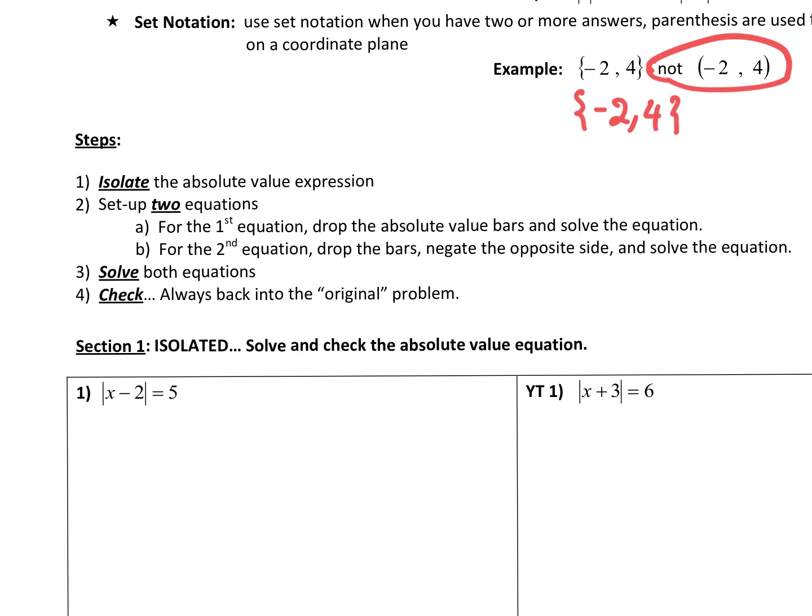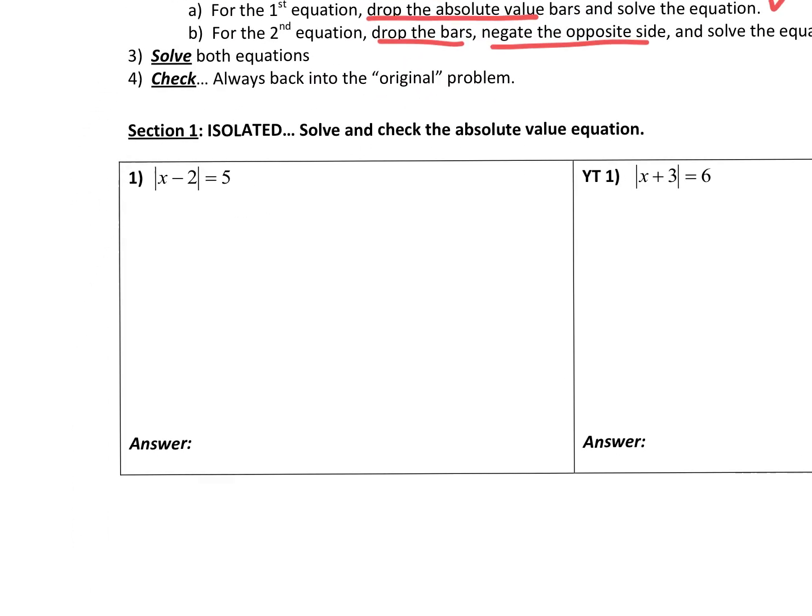This is very important. Okay, so we're going to isolate the absolute value expression and set up 2 equations. One of them will be to drop the absolute value and just solve it normally. And then the second equation is a little bit different. You're going to drop the absolute value bars and then negate the opposite side and then solve. And we're going to check the answer, okay? We'll show you how to do it.